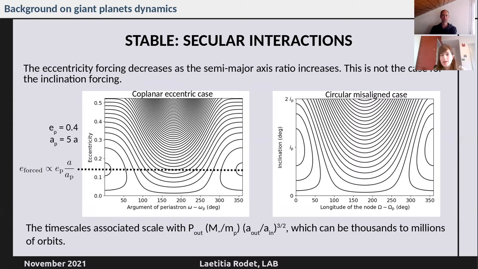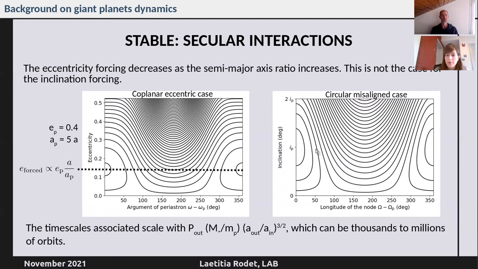On the right, you can see the opposite case, where everything is circular, but the outer giant planet is misaligned. In that case, the planetesimal's inclination will also oscillate around the forced inclination, but this time the forced inclination is exactly the inclination of the perturber. So even if the perturber is very far away, the forced inclination will always be its inclination. The only thing that will change is the timescale associated with this oscillation.